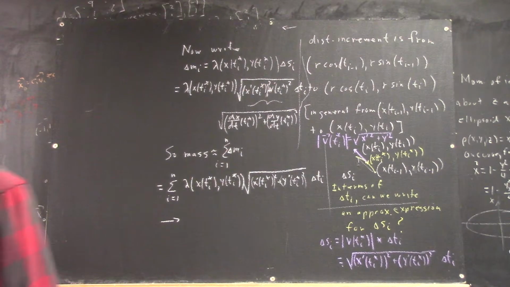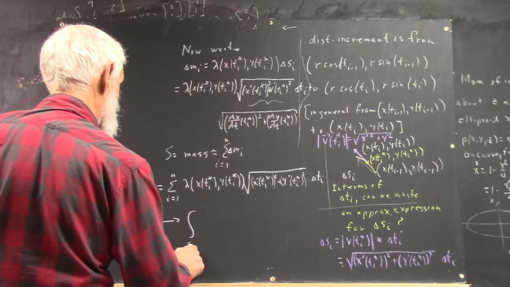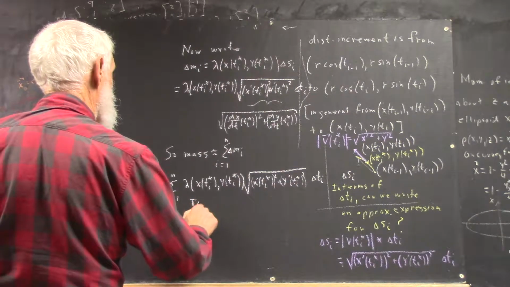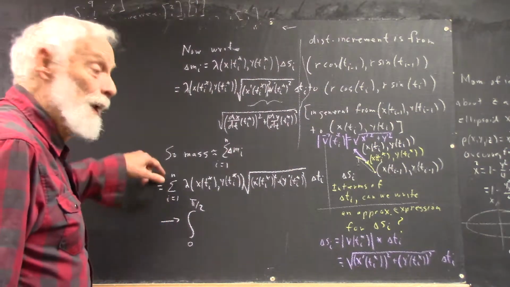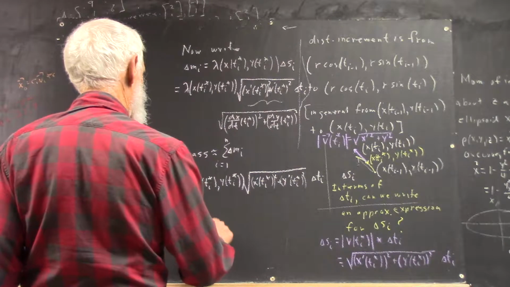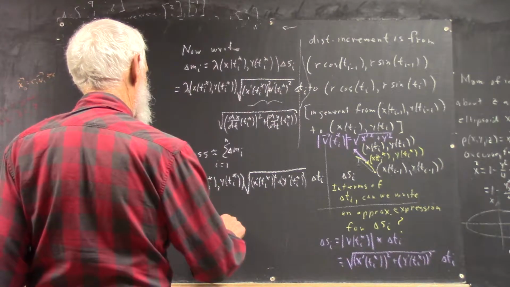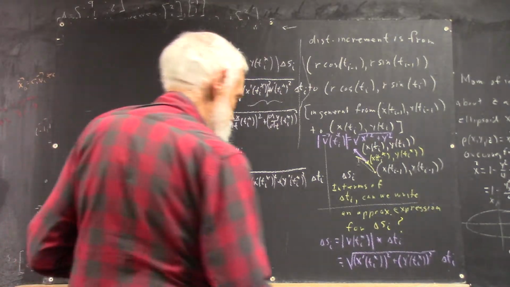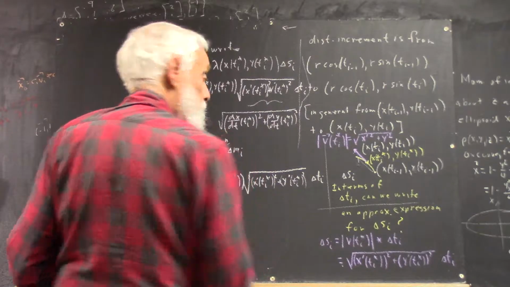Okay, so hopefully what you wrote down, for very simple reasons, is the integral from 0 to pi over 2, because that's the integral we partitioned. That's what goes from i equals 1 to n, right? It's just going to be lambda of x, y. Well, actually, we're going to want it all to be in terms of t, right?